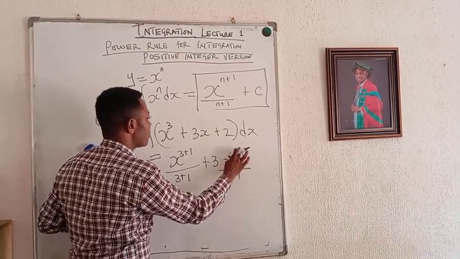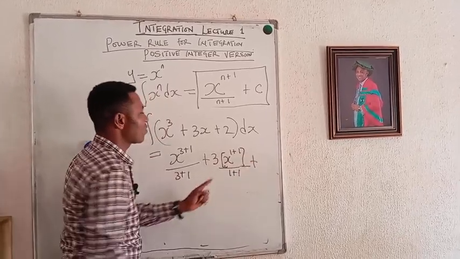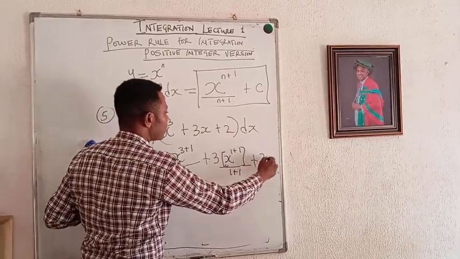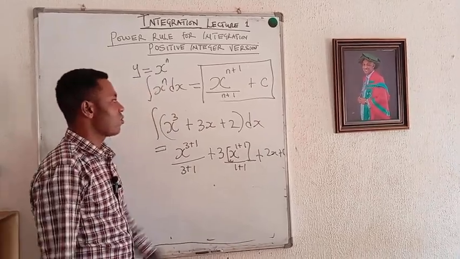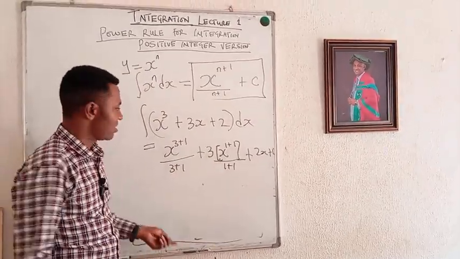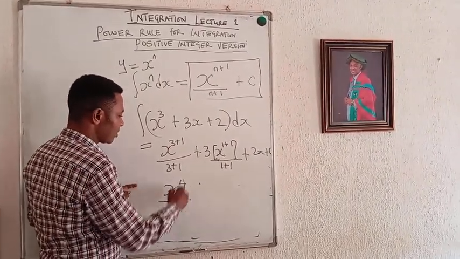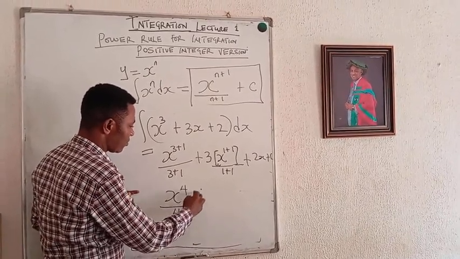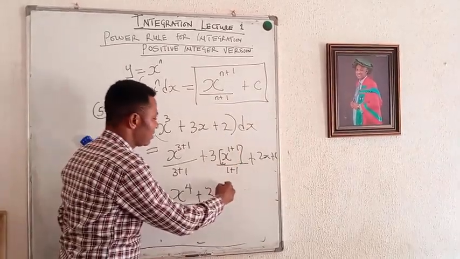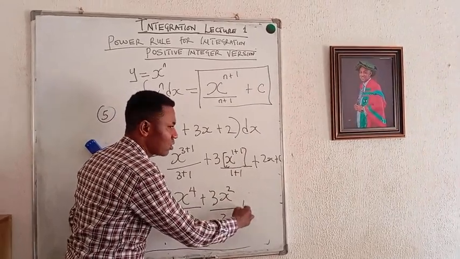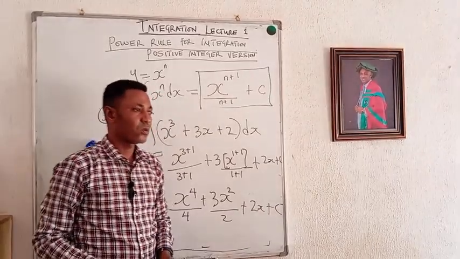Let me use square brackets. Plus, when you integrate 2, you have 2x. Mind you, you must bring c, constant of integration. Now we have x power 3 plus 1, which is 4. 3 plus 1 is what? 4. Plus 3x, 1 plus 1 is 2, all over 2, plus 2x plus c, which is the same as what we got earlier.